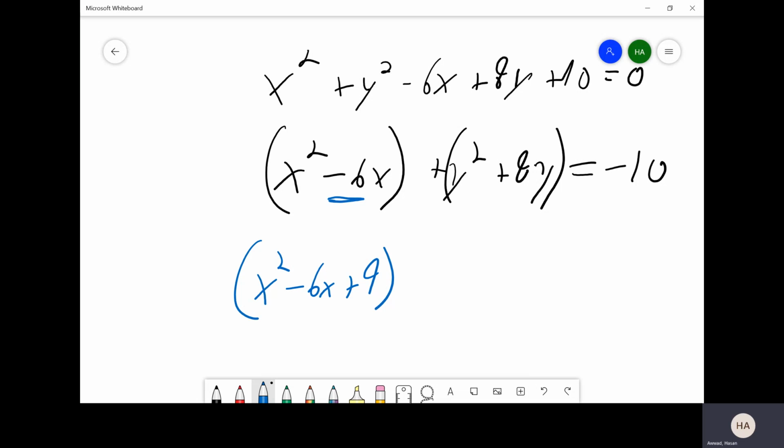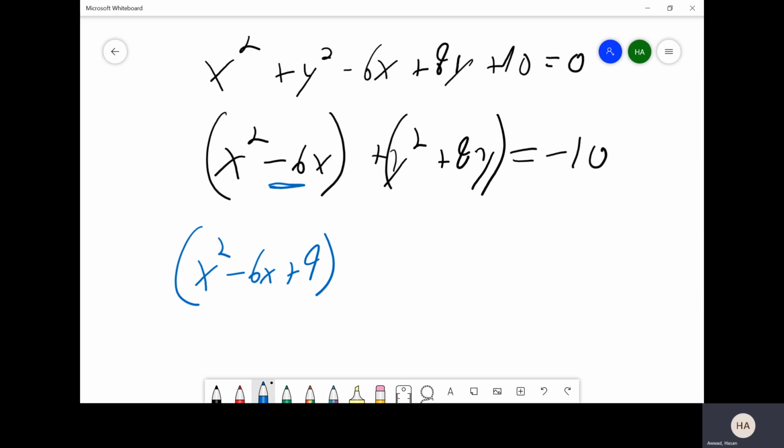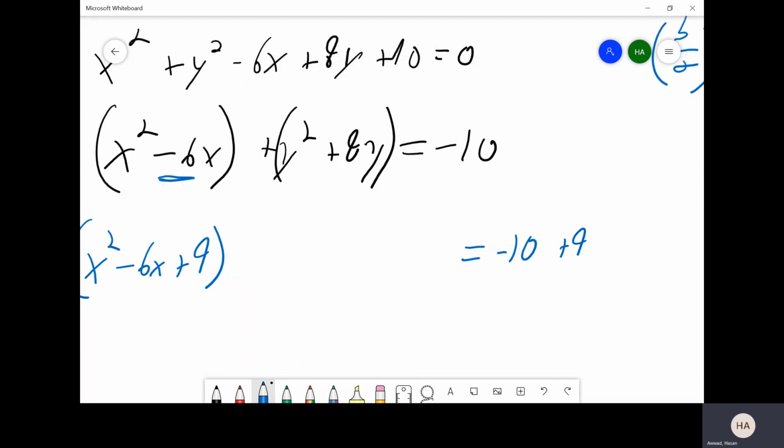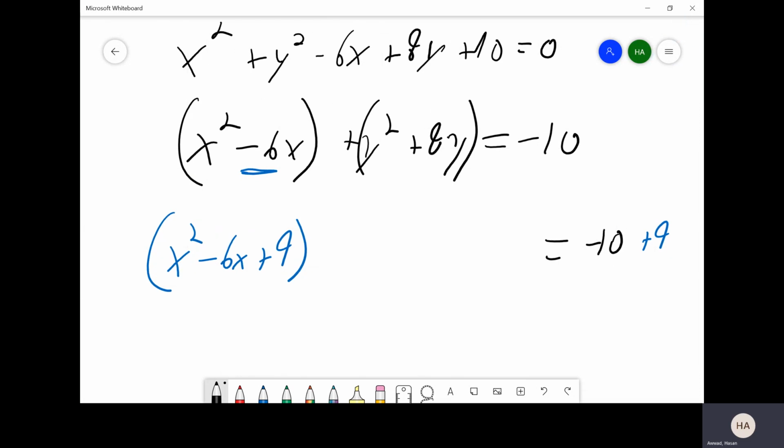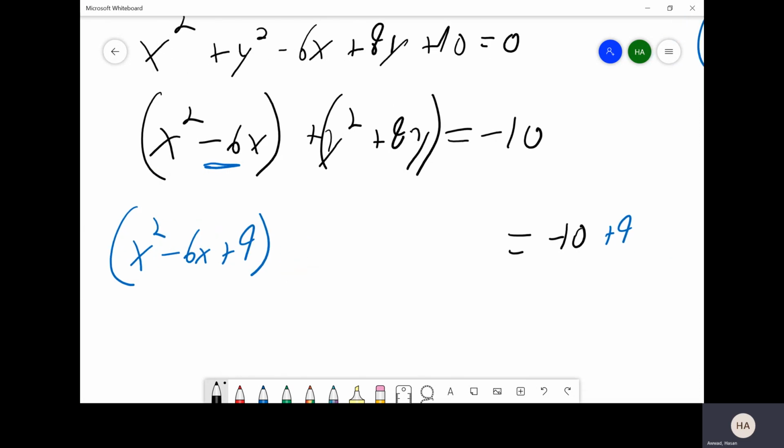But remember, whatever we add to the left side, we know for sure we're also going to be adding to the right side, right? So plus 9. And just for the sake of it, we'll keep this black because that was the original constant, so negative 10. Okay, so we know then that we have x squared minus 6x plus 9. We added the plus 9 to both sides, so okay, that part's good.